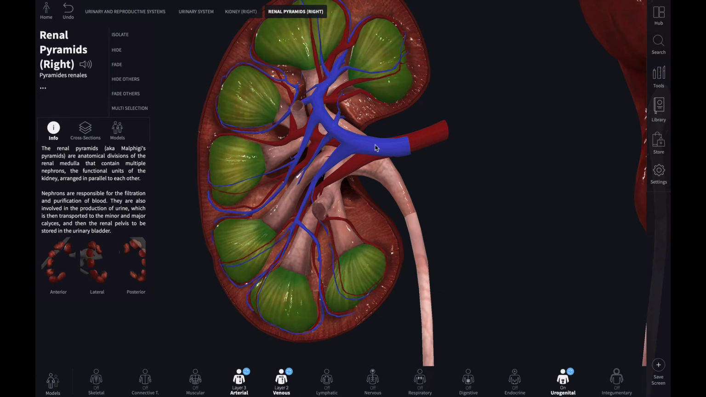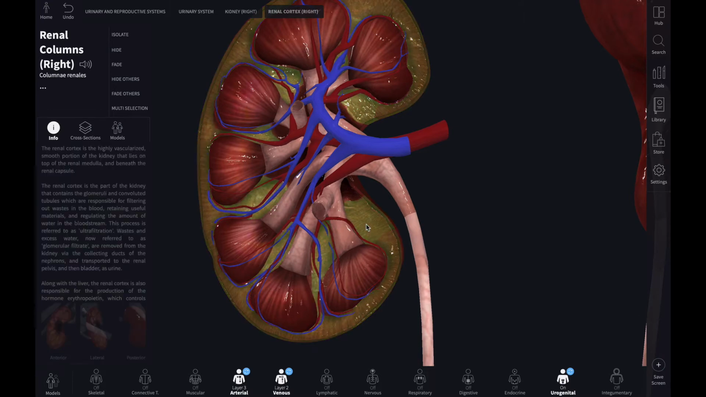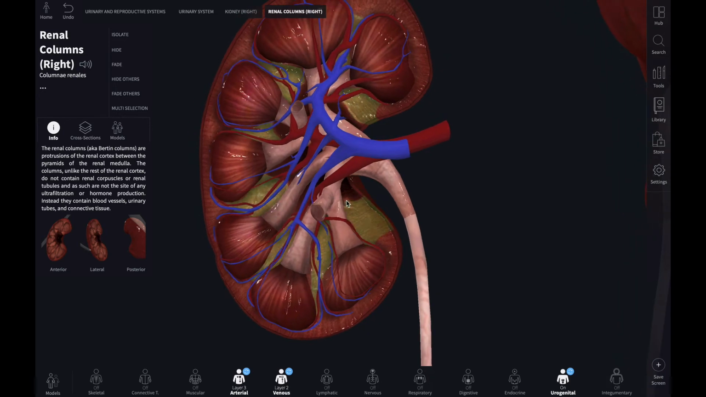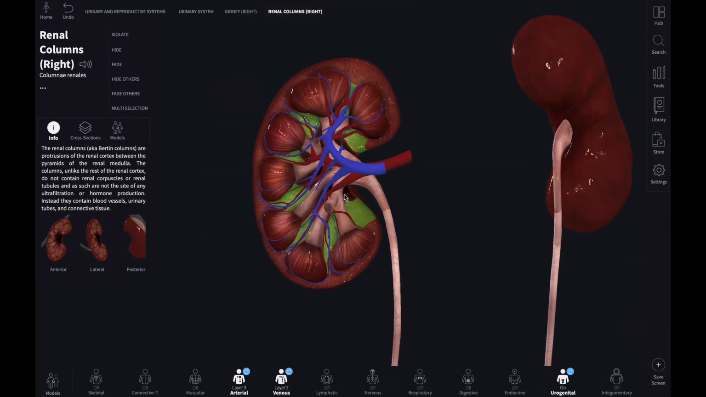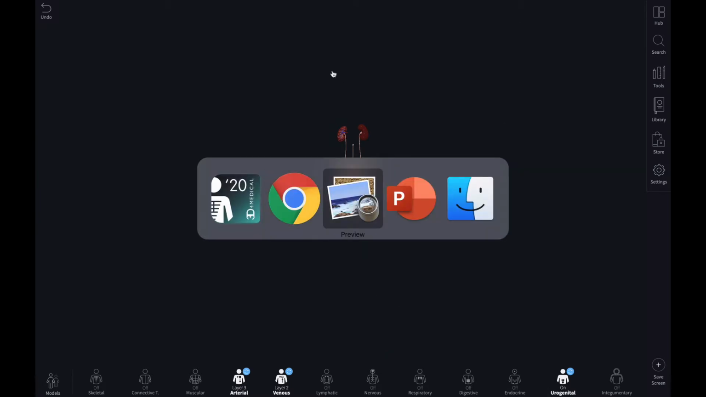Okay, so this is how the blood vessel divides. All the remaining area will have this outermost layer, which is called the renal cortex. And these are the renal columns. Okay, so these are different parts of the kidney. This is the major structure of the kidney.